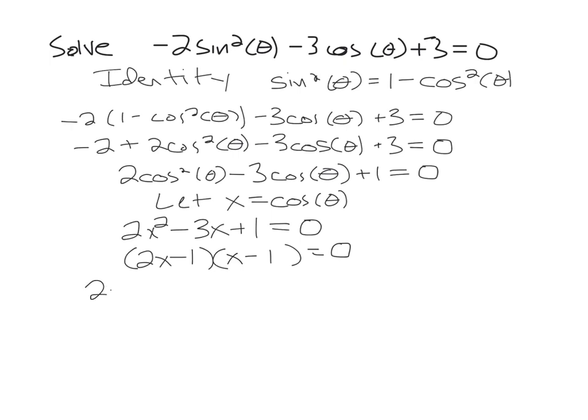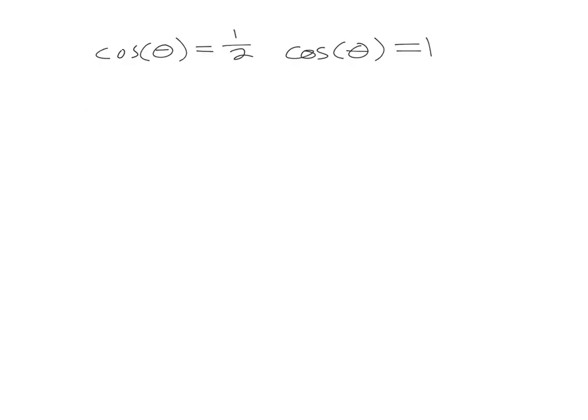So we have 2x minus 1 equals 0, or we have x minus 1 equals 0, which means, I'm going to do a little quick algebra here, that means either x equals 1/2 or x equals 1. And now we have to remember that we did do a substitution. We're not solving for x, so we're not done. We plug a theta back in, right? We know that x equals cosine of theta. So now finally we have cosine of theta equals 1/2 or cosine of theta equals 1, and it's unit circle time.